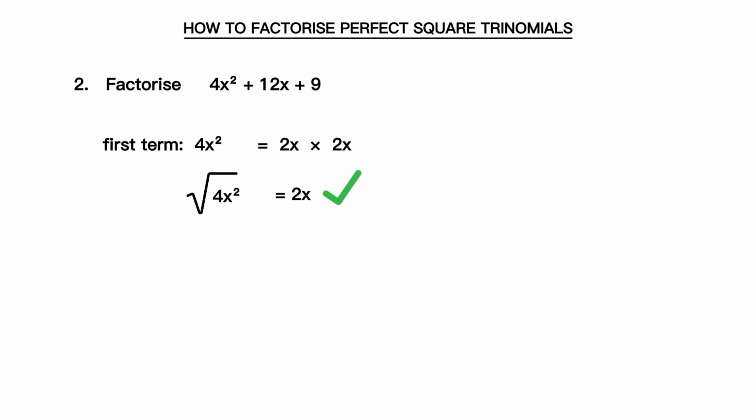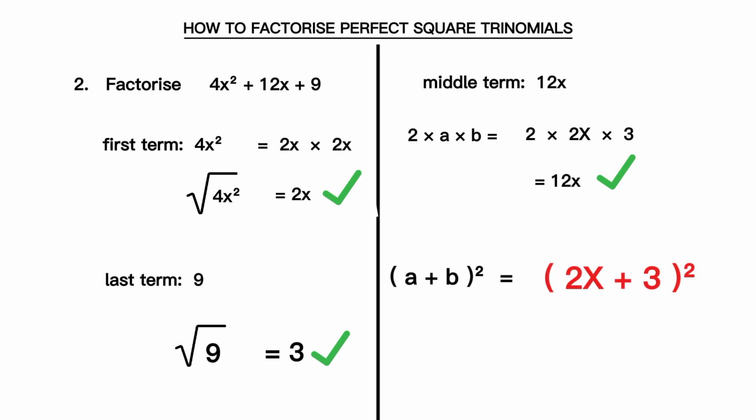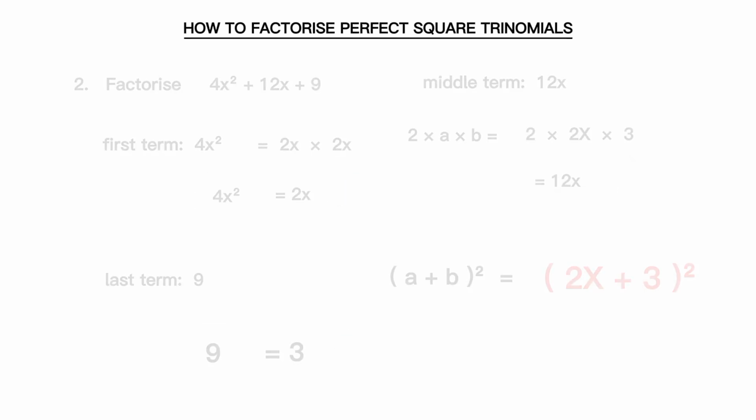Step 2. Last term is 9. Square root of 9 is 3. Step 3. Middle term. 2 times 2x times 3 equals 12x, which matches the middle term. All three conditions are met. Therefore, the factorized form is (2x plus 3) all squared.